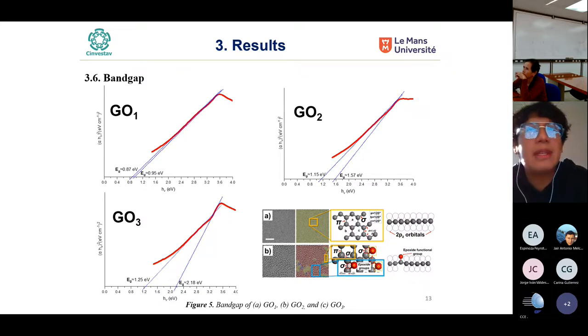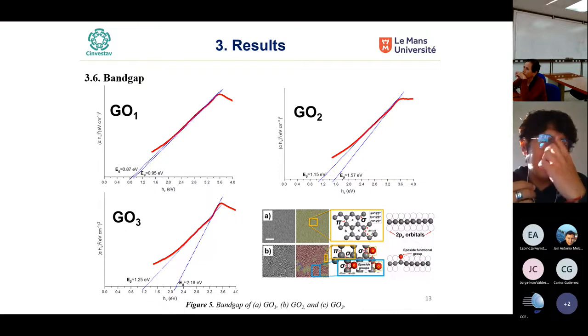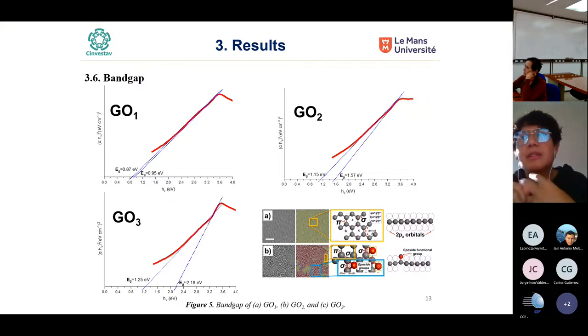So why? If we increase the level of oxidation, we are going to obtain a high bandgap, and we can observe in this case two lines in each plot. This is because, due to the amorphous nature and non-uniform oxidation level of graphene, a sharp oxidation edge was not obtained. So we observe bandgaps ranging from 0.87 until 2.18, observing a gradual increase as a function of the oxidation degrees.